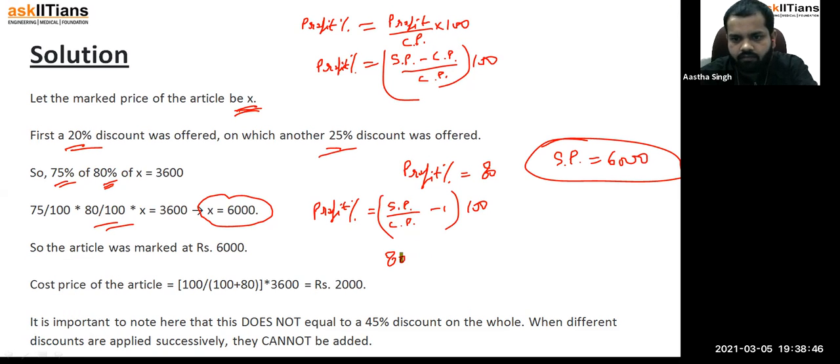So profit percentage is 80, given, and your selling price is 6,000 divided by cost price minus 1, multiplied by 100. Just calculate CP. So you will get cost price here, 2,000.